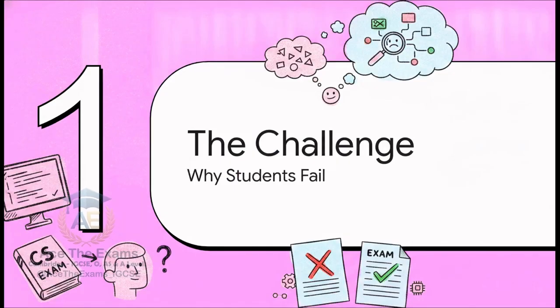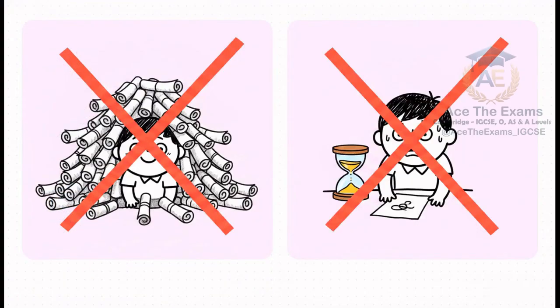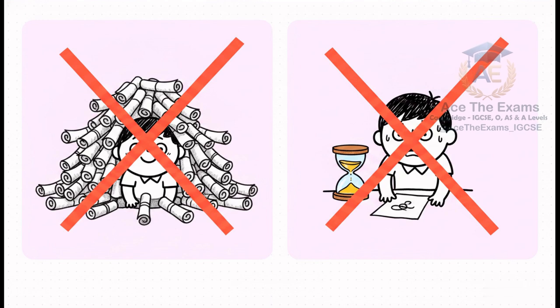Section 1. The challenge. Why do really smart students end up failing? There's this massive, heartbreaking gap between what students think is enough to get an A and what Cambridge examiners actually demand to see on the paper. Let's break down two classic traps that we see all the time.